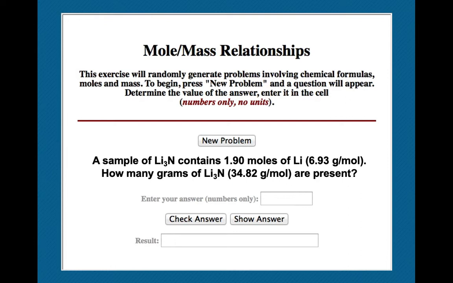All right. We have 1.9 moles of lithium in there. How many grams of lithium nitride do we have? Our mole ratio is going to be 3 lithiums for every nitrogen, right? Our given is 1.9 moles of lithium. So we want lithium in our denominator.